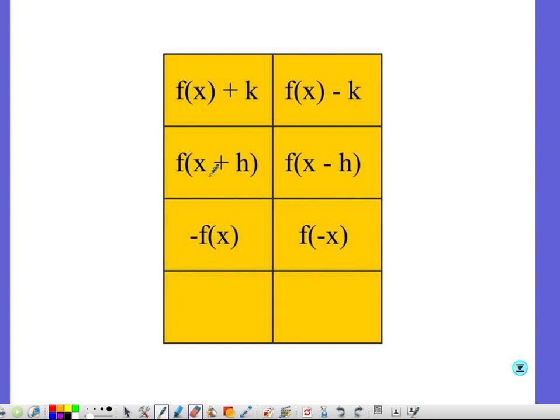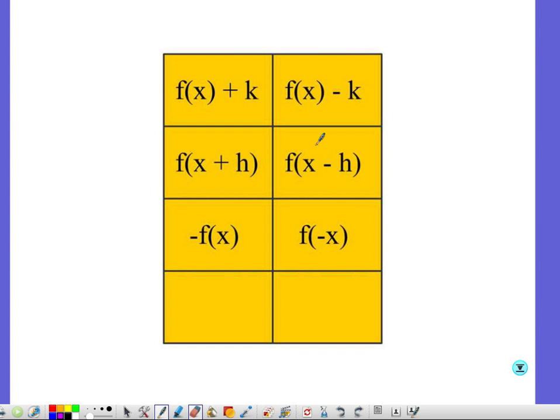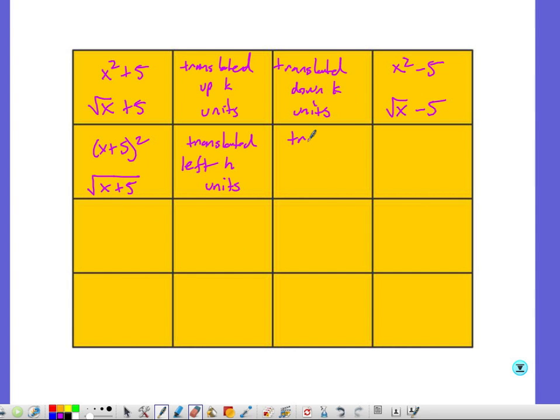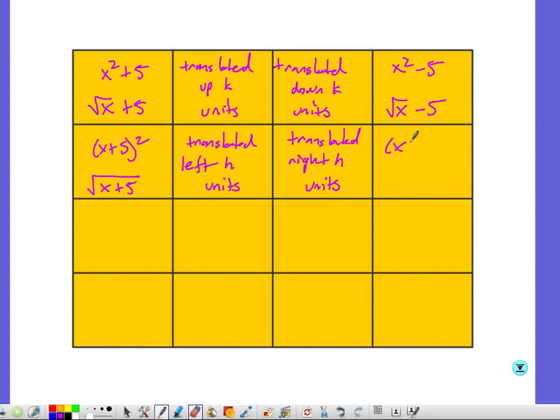Now continuing on, here we have f of x plus h. We said that that one is translated to the left h units. And the 2 examples that we used here were x plus 5 squared, and the other example that we had was the square root of x plus 5. Now the other one, f of x minus h, we said that that is translated to the right h units. And our 2 examples here were x minus 5 squared and the square root of x minus 5.